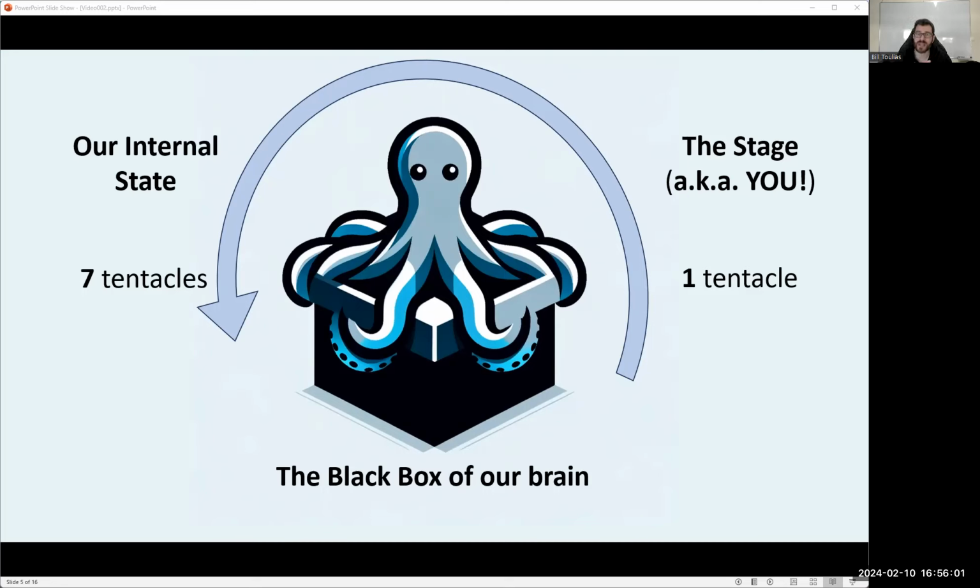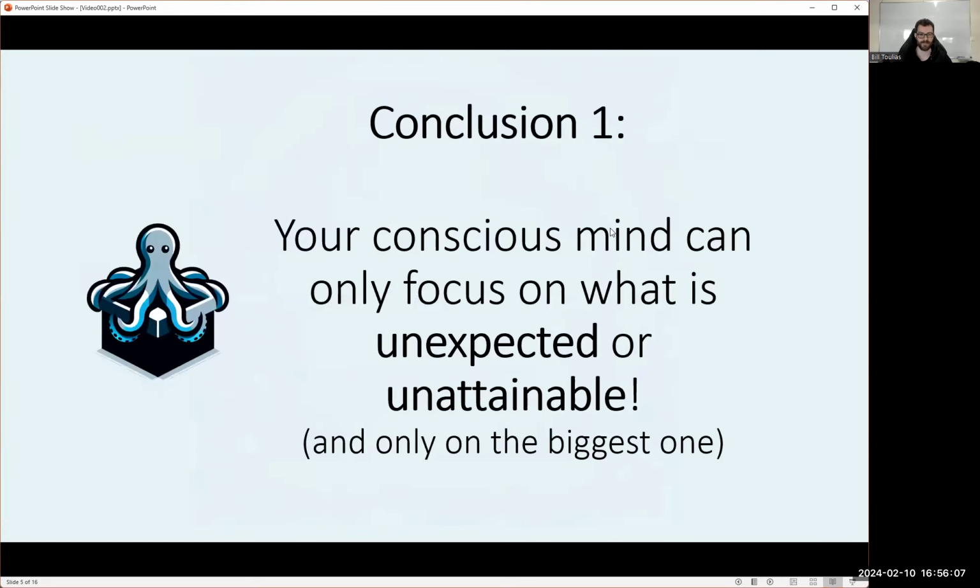Okay, now that we have that mental model, let's try to use it to draw some useful conclusions about human nature. Conclusion number 1. We can only notice what is unexpected or unattainable. I already told you that our conscious part resides in the stage, and the stage only receives inputs from the problem-solving processes we discussed just before. Our conscious self lives in what Daniel Kahneman would call system 2. And that's because it serves a very specific purpose, to solve 2 types of problems: to explain the unexpected and to figure out how to attain the unattainable.